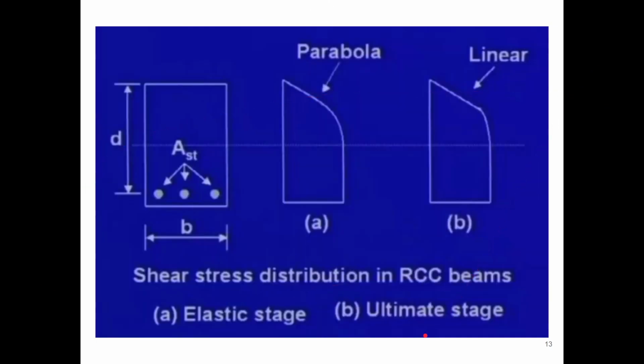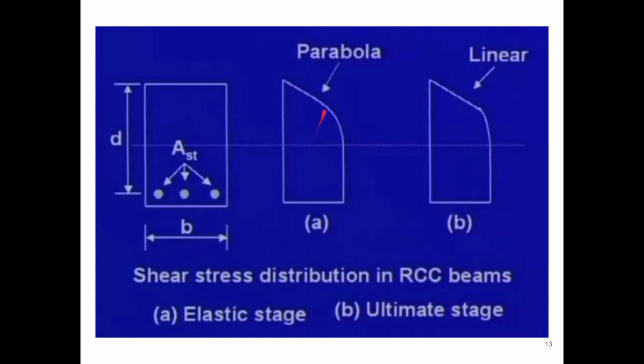So if you see the shear stress distribution in RCC beams, in the elastic stage, the shear stress distribution will mostly be parabolic. You can see it is parabolic, not a straight line. However, in the case of the ultimate stage, it will be a linear distribution. So it will be something like this, and it will be again going like this.